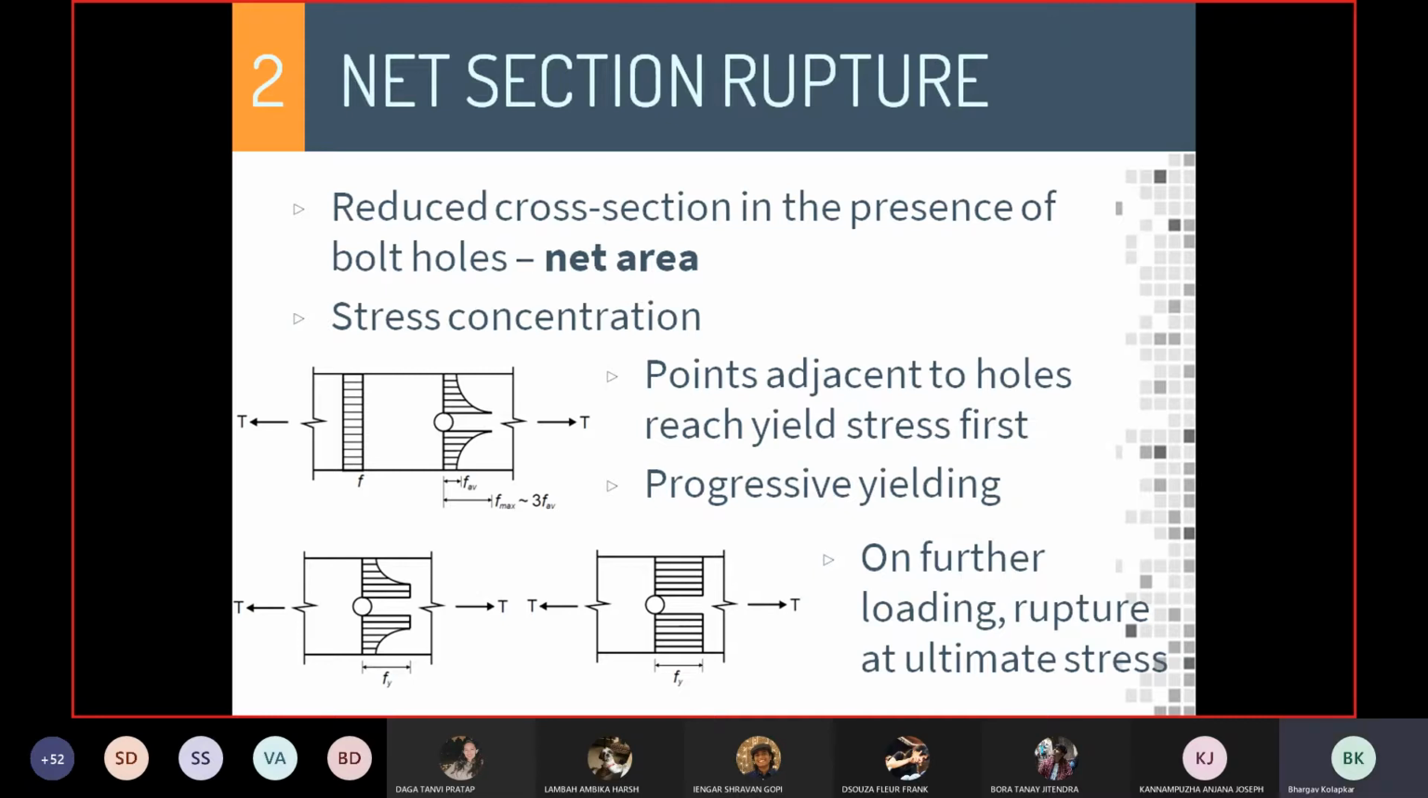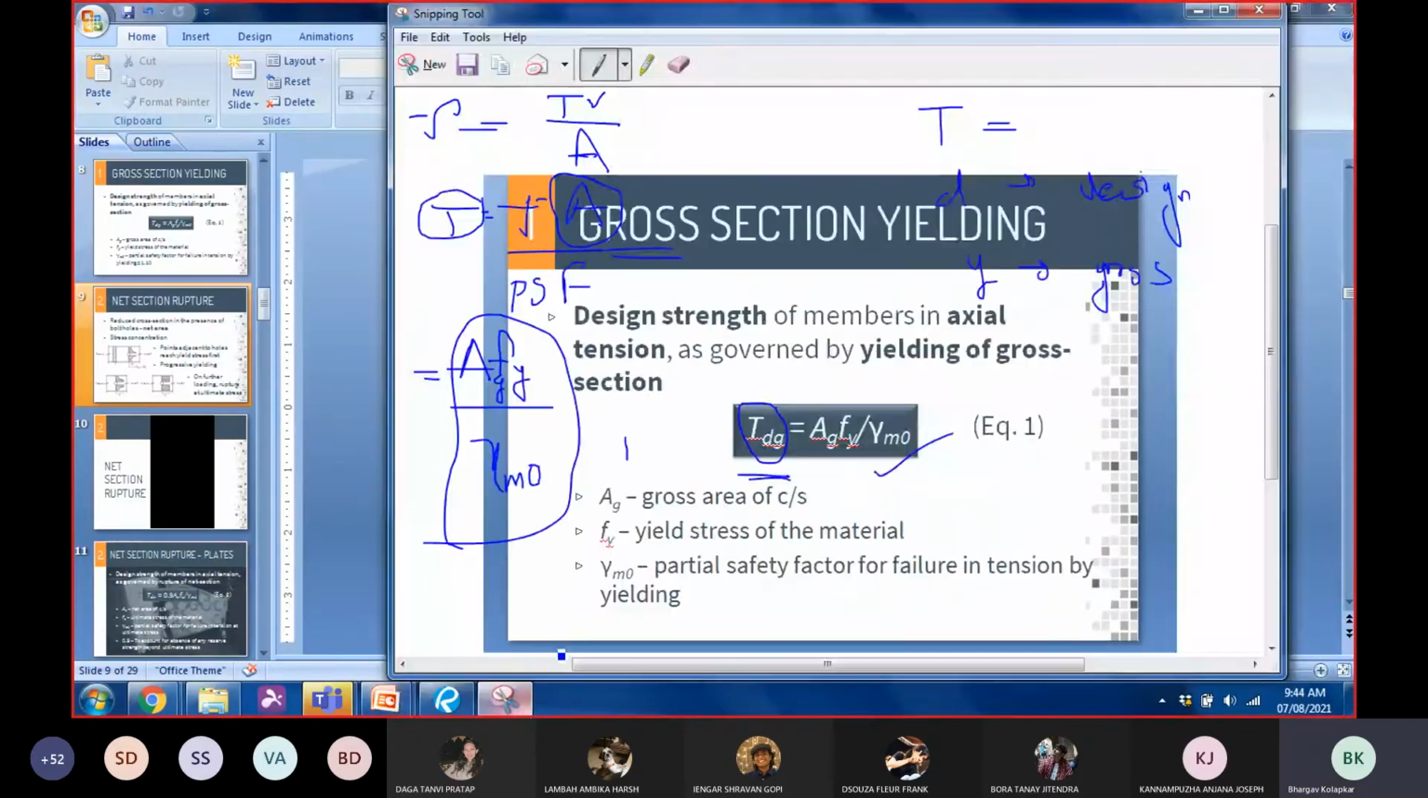Okay, so moving on. Next is net section rupture. Now, the name of the mechanism itself suggests that we are talking about a net section, meaning that we are talking about whatever section of the member is left after we provide bolt holes in them. Now, let us try to understand what net section is.